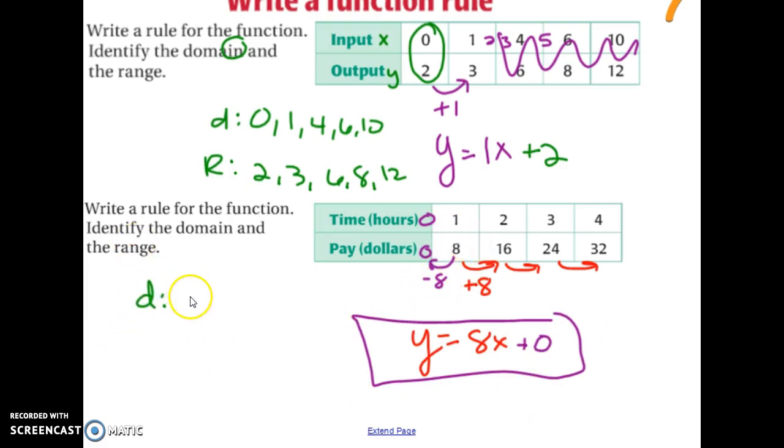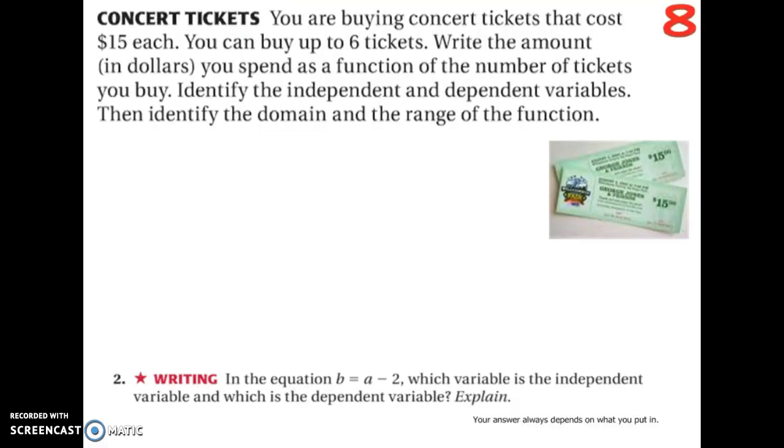And again, our domain, our x values 1, 2, 3, and 4. And then our range, we got out 8, 16, 24, and 32. Alright, last problem. We're going to ignore this last one down here as well. You are buying concert tickets that cost $15 each. Important information. You can buy up to 6 tickets.